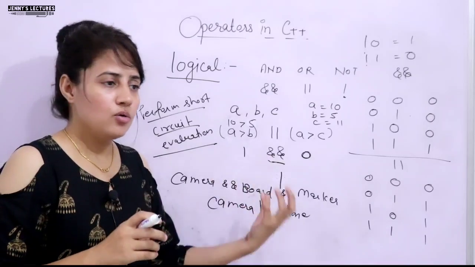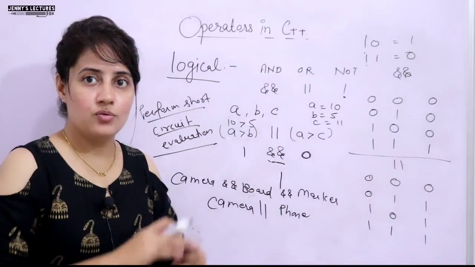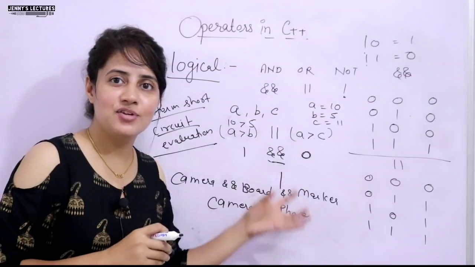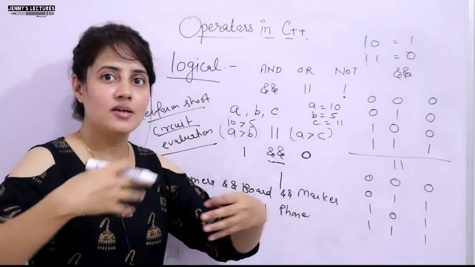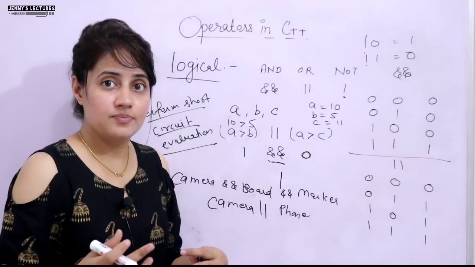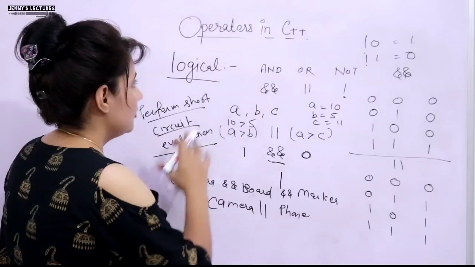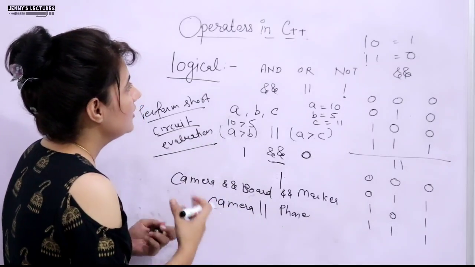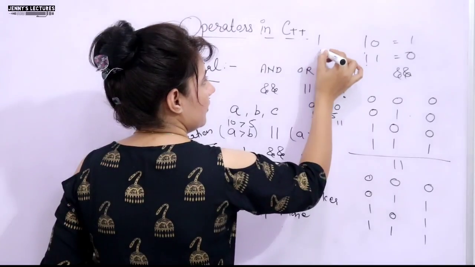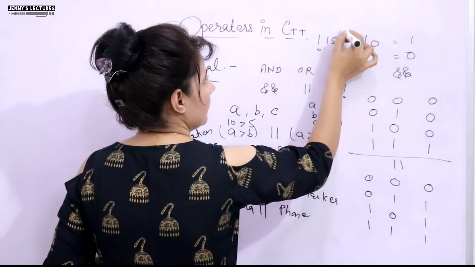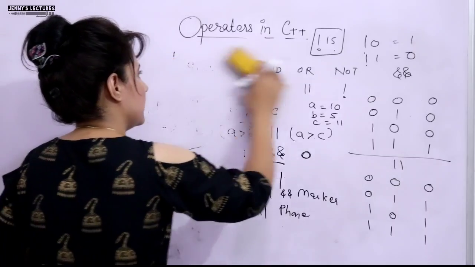I hope the basic idea is clear to you. Now you can relate it with your real life examples and visualize everything. Try to relate each and every concept with your real life examples, then you will get it better and it will stay in your memory for a longer period of time. Now let's see bitwise operators. One assignment for you: if I write NOT 15, what value will it give? You have to tell me in the comment section.